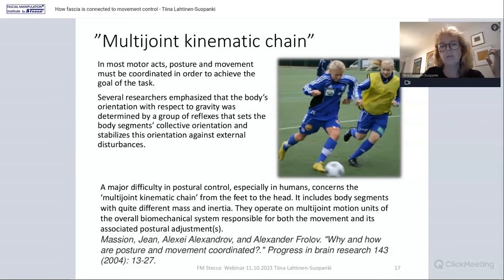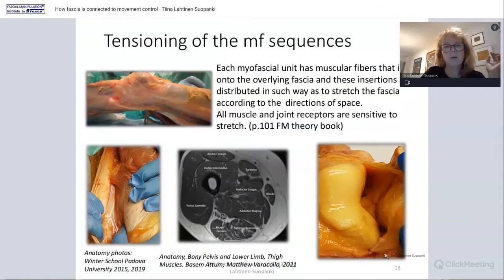But then what makes the difference is that there can be chemical changes somewhere in the chain, wherever, but it changes the tension, it changes the input, and it changes the output. And you can imagine that we're talking about milliseconds and supporting the joints and so on. Now when we think of the tensioning of the myofascial sequences, 30% of the muscles attach directly.